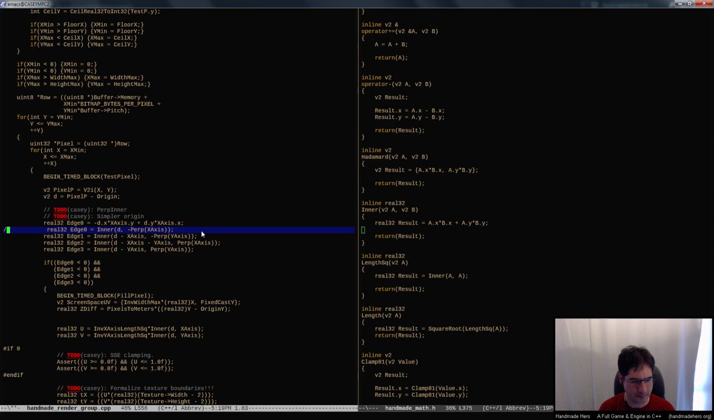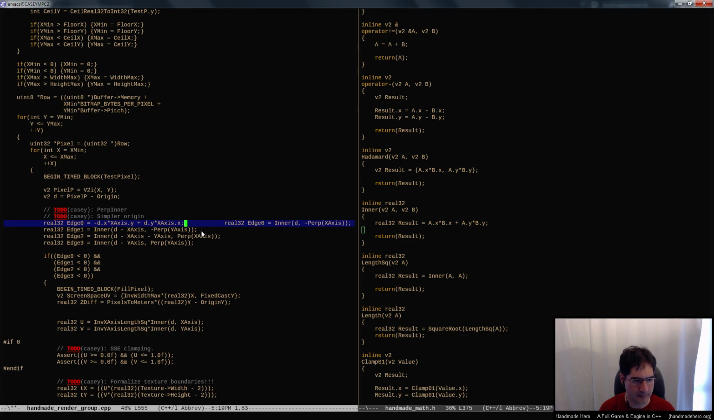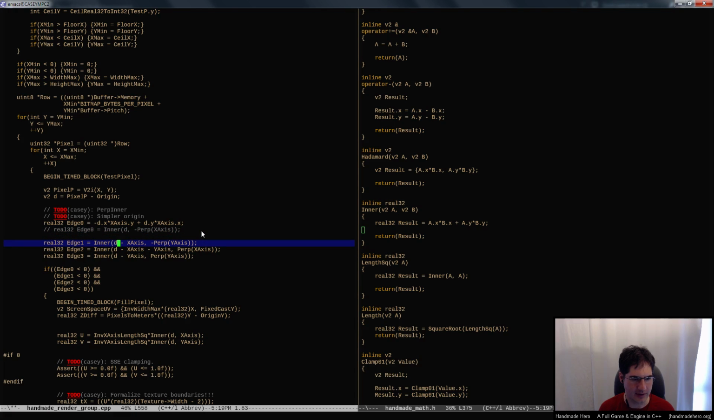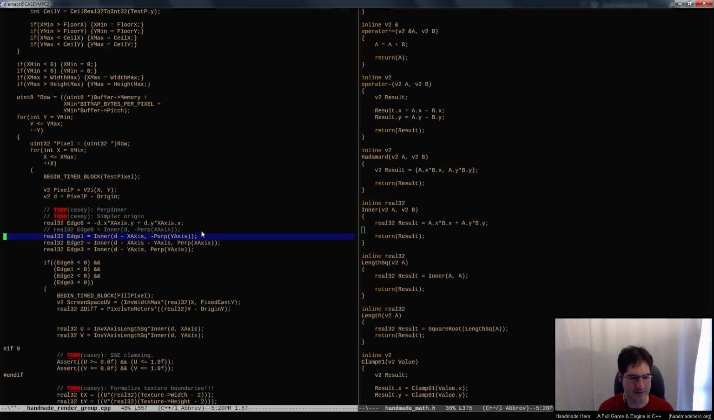I'm going to get rid of that. There we go. For edge 1, we have basically the same thing, right? What's kind of interesting about these two is there's additional stuff we could take advantage of in certain circumstances, but I'll leave that for later, because if you know that the y-axis is the x-axis but perpendicular, then when you perpendicular it again, you just get the x-axis back pointing in the negative direction, right?